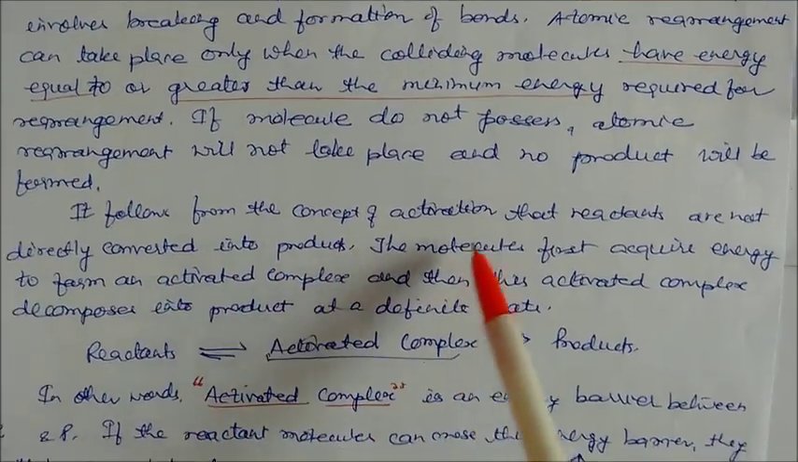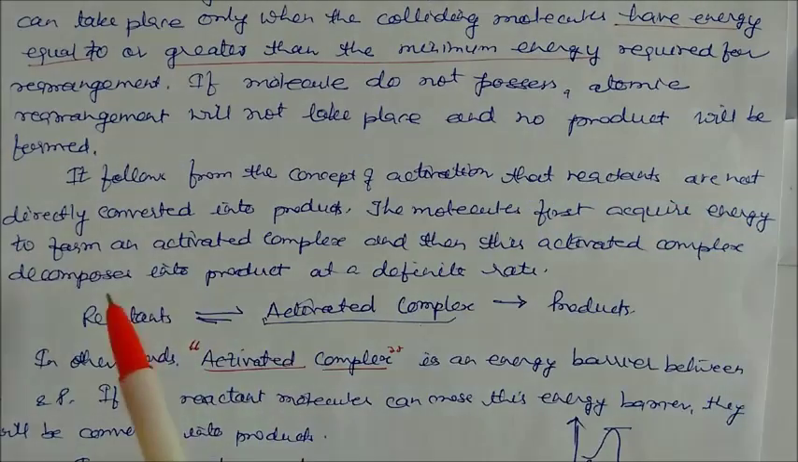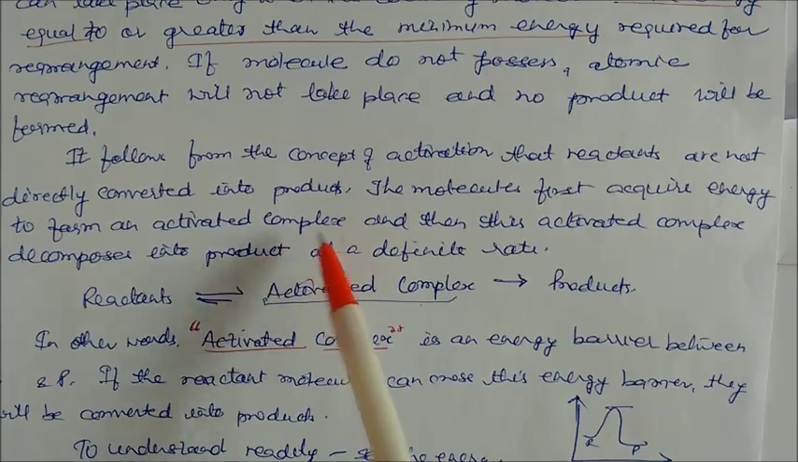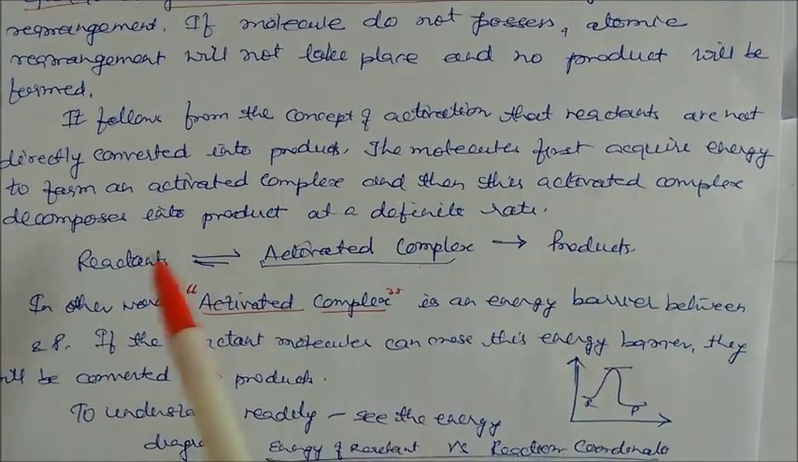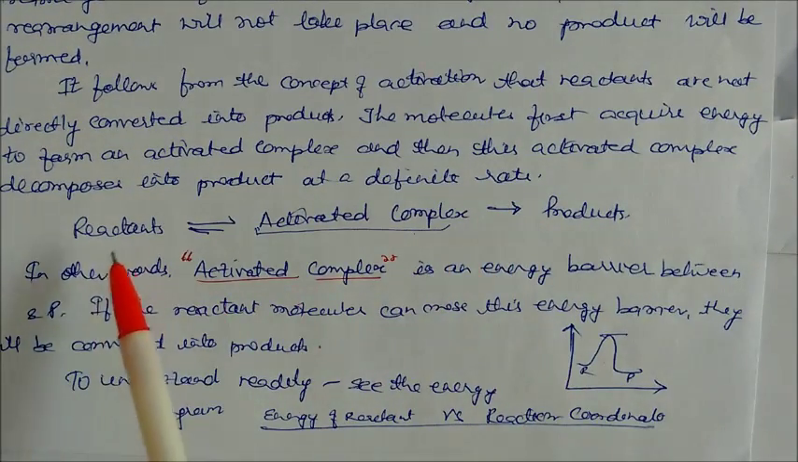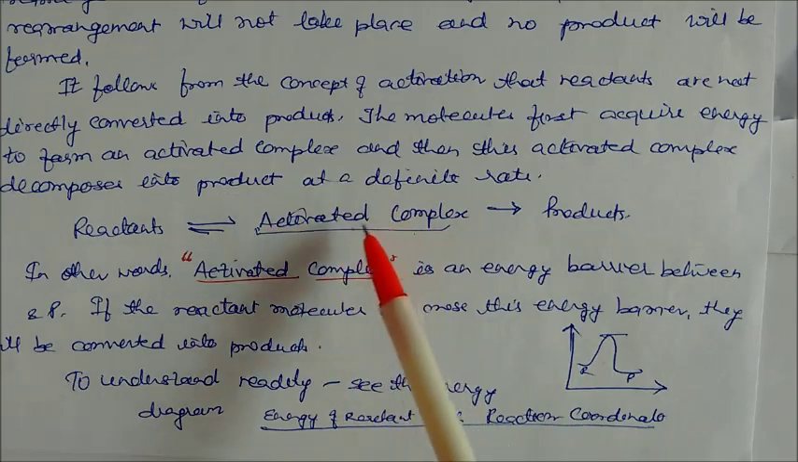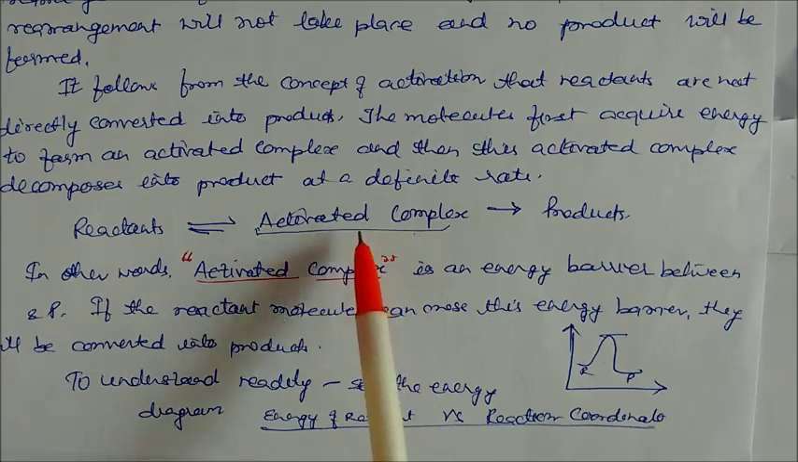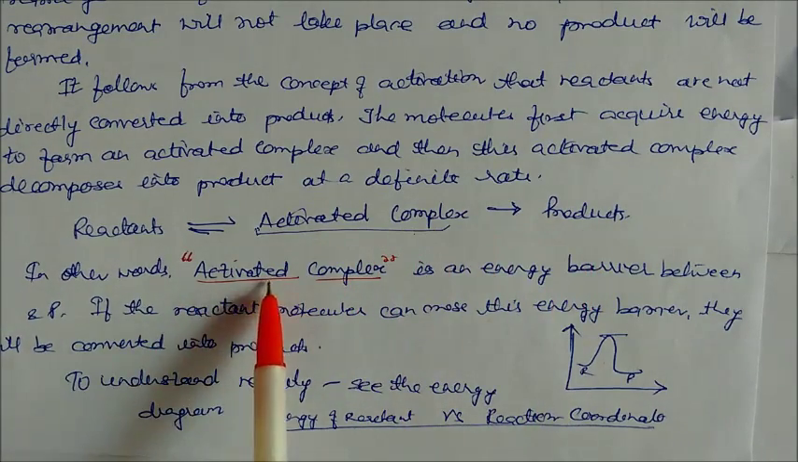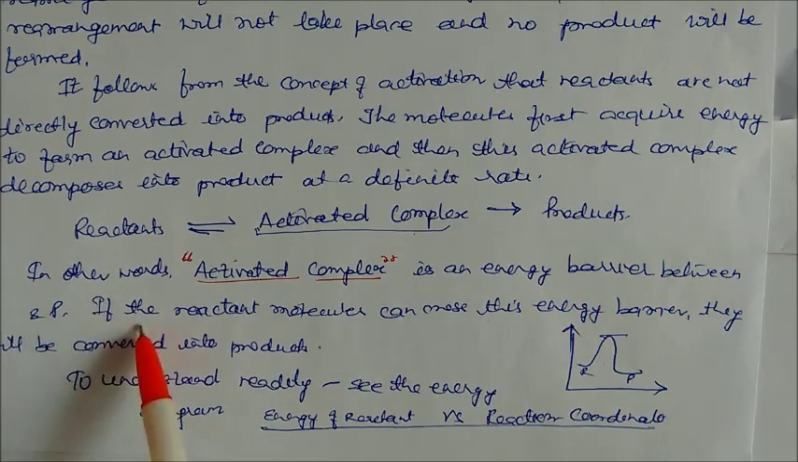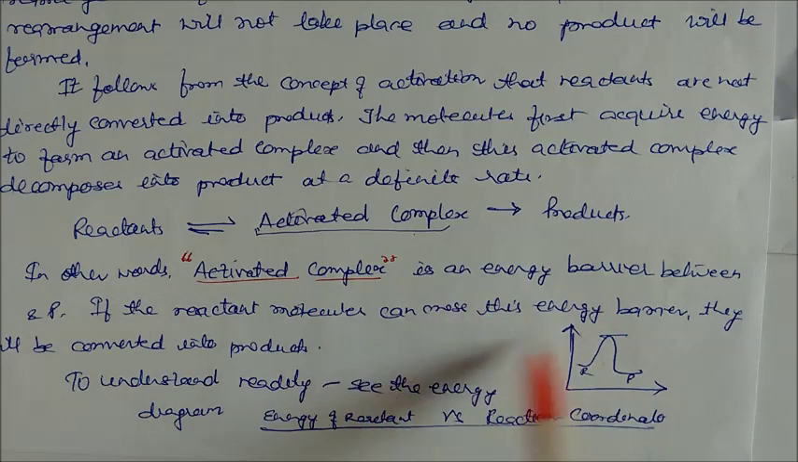It follows from the concept of activation that reactants are not directly converted into products. The molecules first acquire energy to form the activated complex, and then this activated complex decomposes into product at a definite rate. The reactant is first converted to the activated complex, and this activated complex can go forward or backward. This is such a state. Now it can convert to product. In other words, activation energy is the energy barrier between the reactant and product, and if the reactant molecules can cross this energy barrier, then they will be converted into product.